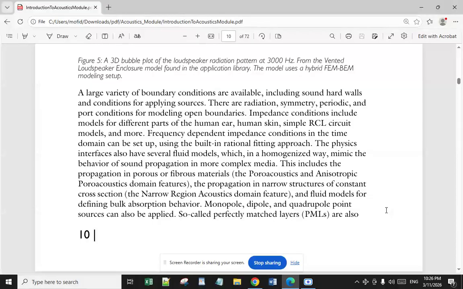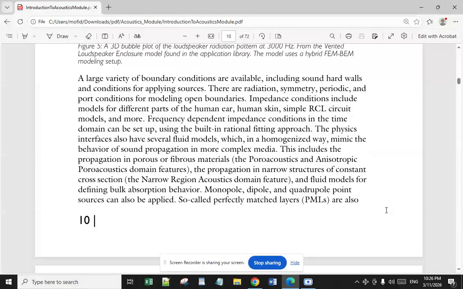This includes the propagation in porous or fibrous material, the Poroacoustics and Anisotropic Poroacoustics domain features, the propagation in narrow structures of constant cross-section, the Narrow Region Acoustics domain feature, and fluid models for defining bulk absorption behavior. Monopole, dipole, and quadrupole point sources can also be applied.